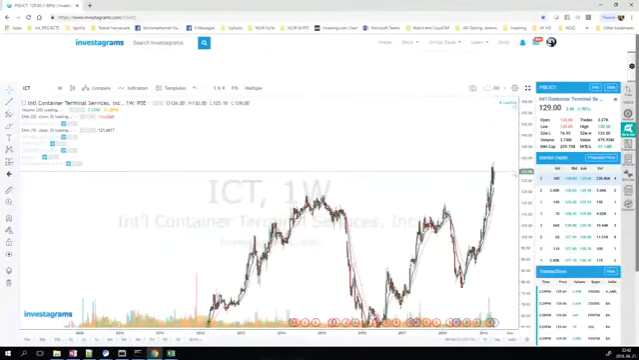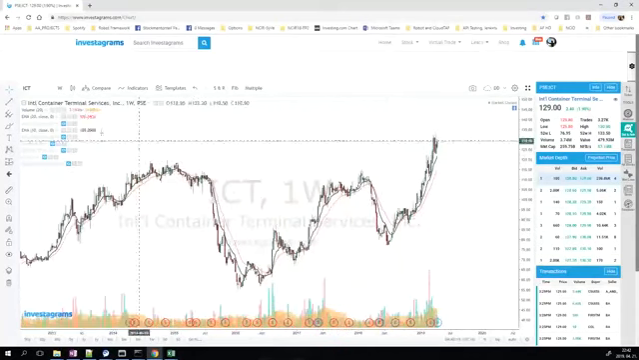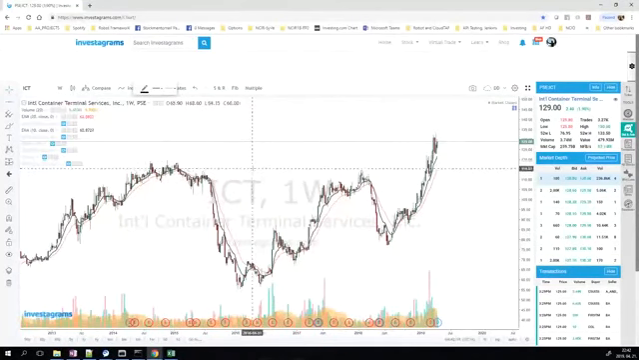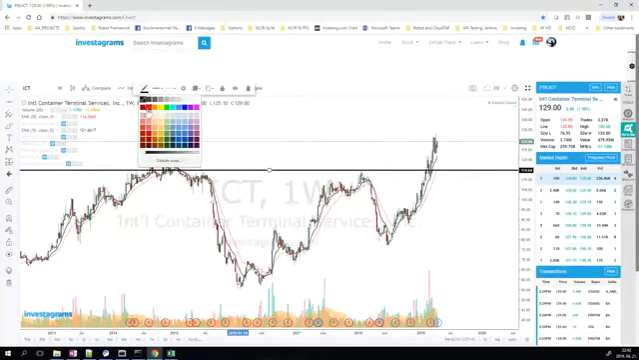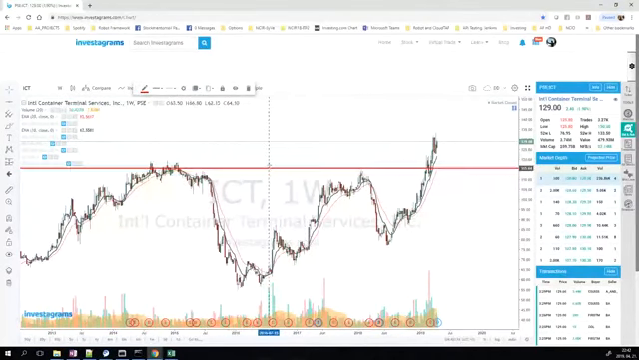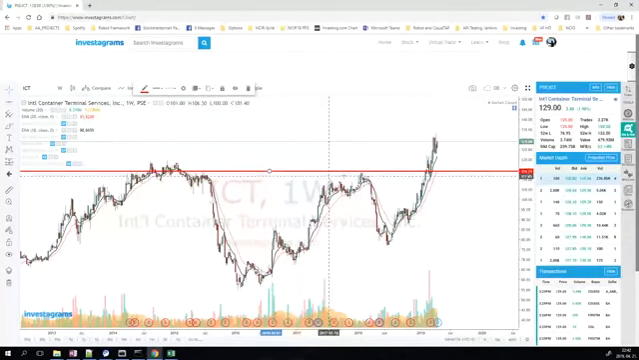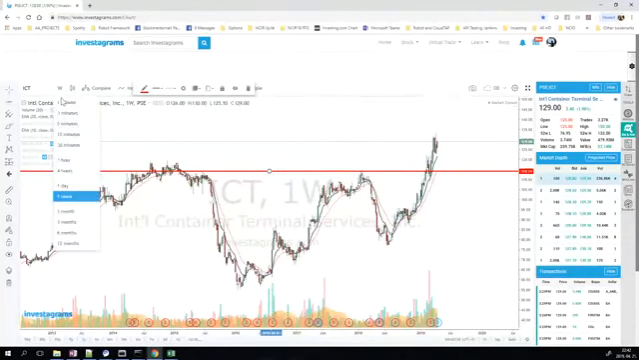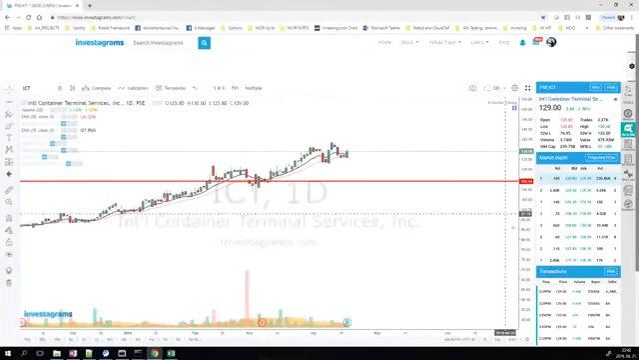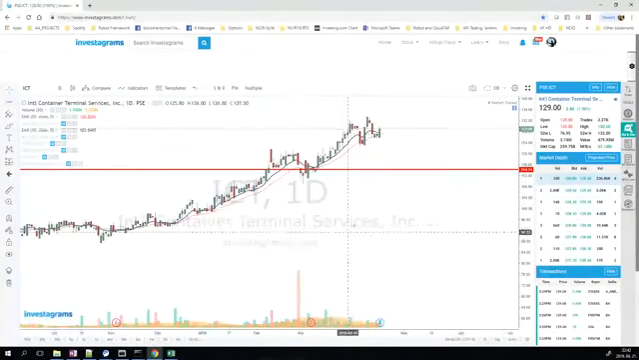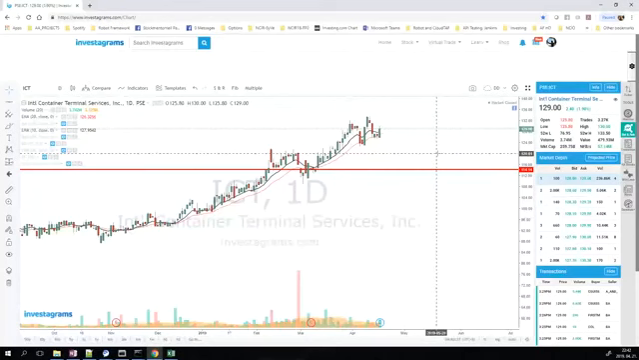Ayun, so si ICT ay talagang all-time high. Umaarangkada ito ngayon. Ito yung na-broke out na resistance, at lagyan lang natin yan dito. So how are we going to trade now ICT? So ayan, I'm just using MA10, MA20.